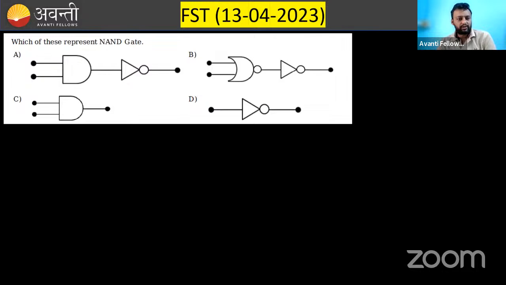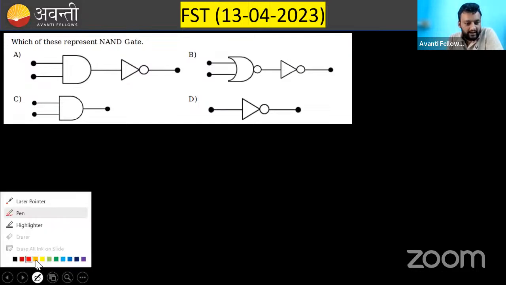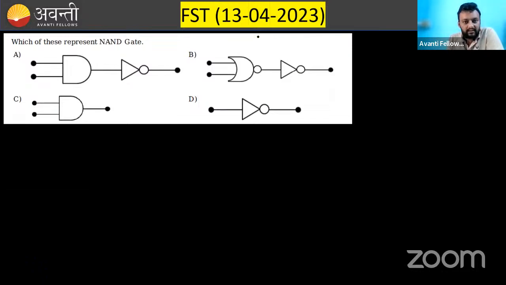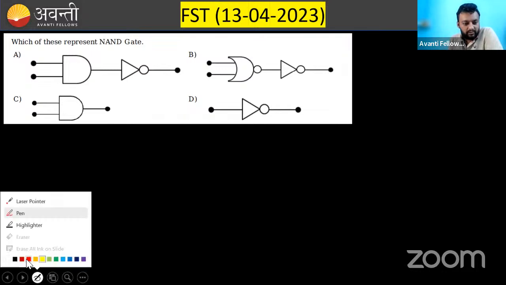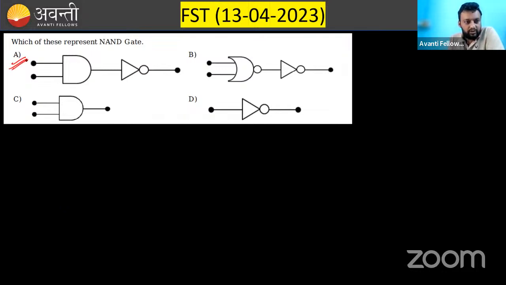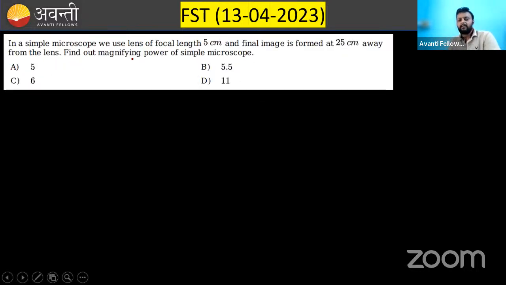This is a very fundamental question. Which of these represents a NAND gate? You should answer this. Okay, a NAND gate is what? A combination of AND and NOT. I think someone has answered A. Very good, Chichuni. So that's the correct option. There is nothing more that I should tell you, because this is AND plus NOT. Now, this is a question of optics.